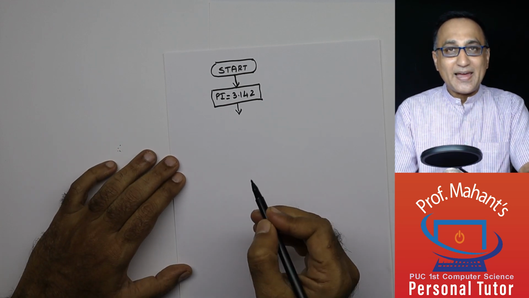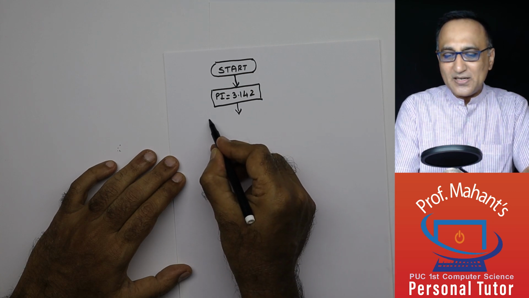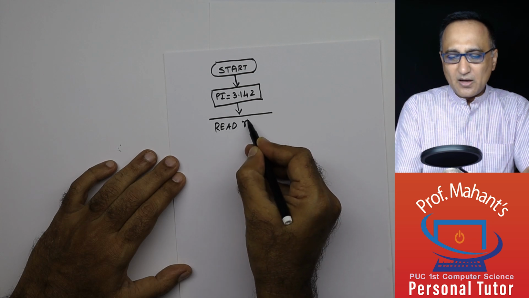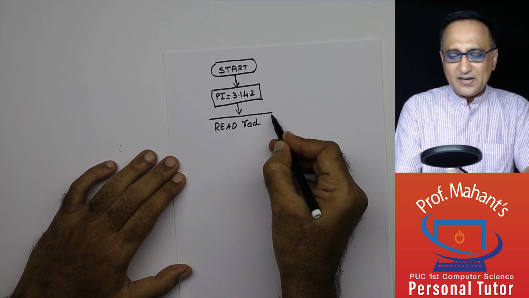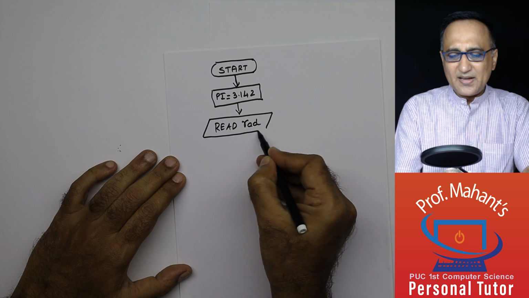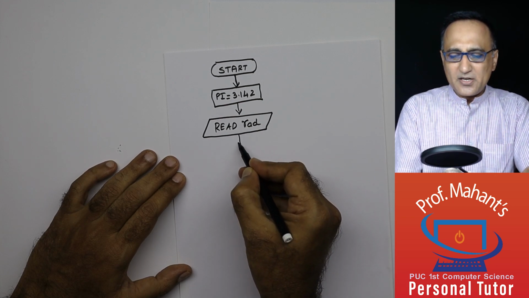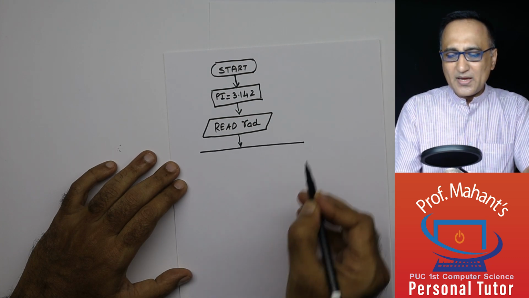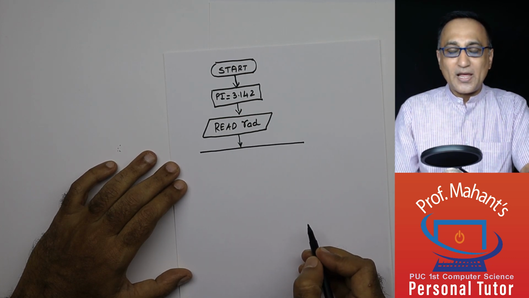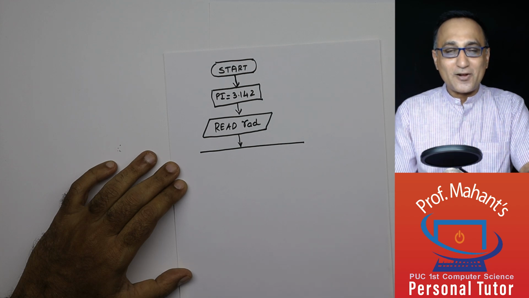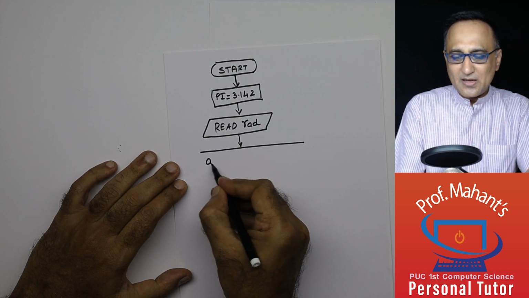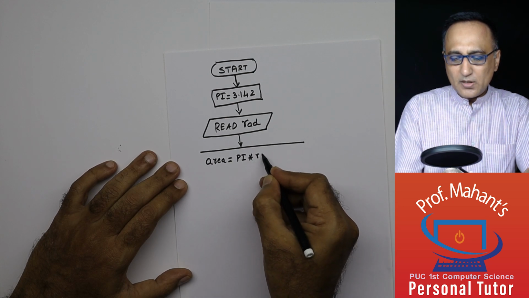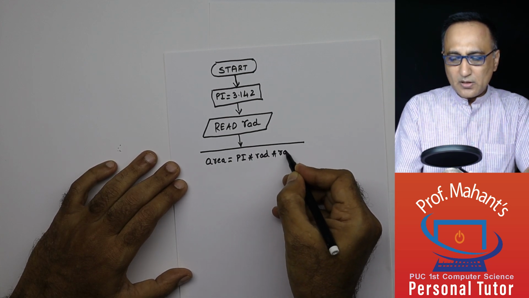Next step, what I need to do is calculate the area and circumference. But in order to do that, I need to read or get the radius from the user. So here I am going to say read r, or I can say read radius. So once I read the radius, what is the next step? I am ready to calculate the area and circumference. So now I can have a big rectangular box to calculate the area and circumference. I can say area is pi into radius into radius.